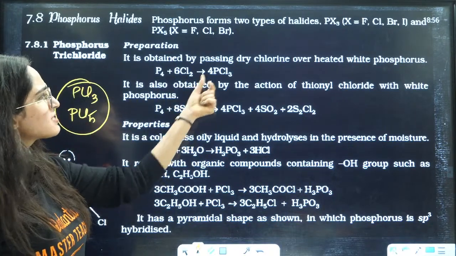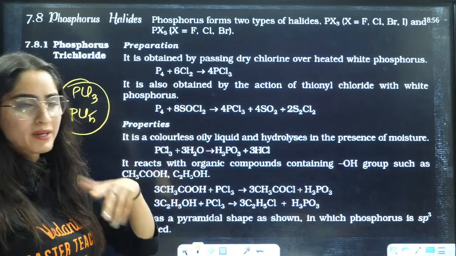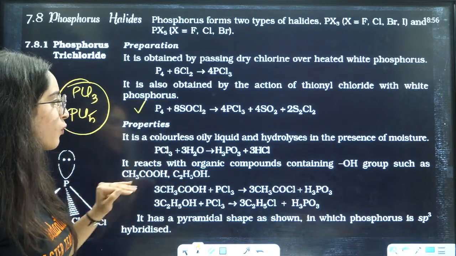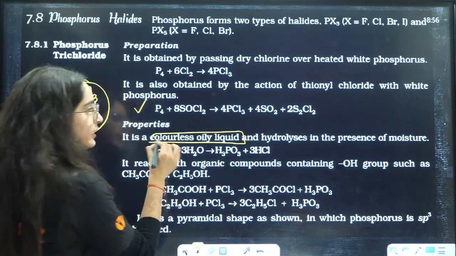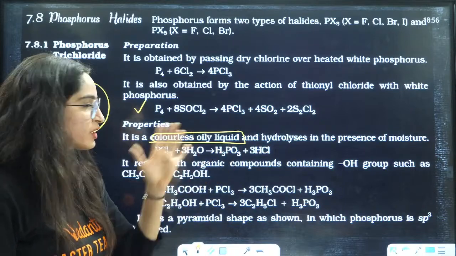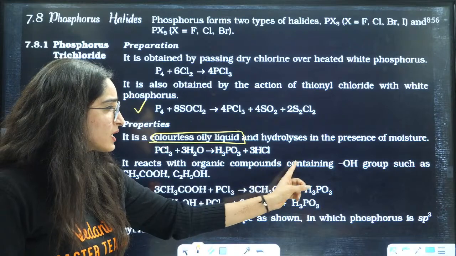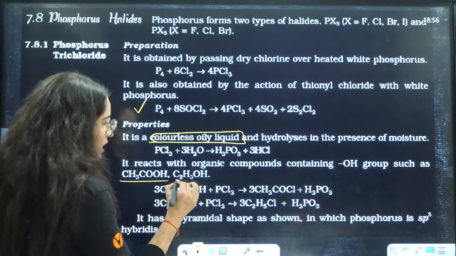Now PCl3 is obtained by Cl2. If you give it more, PCl3 is also formed by this reaction, right? Now what are the properties of PCl3? It is a colorless oily liquid. It hydrolyzes in the presence of moisture. When you have moisture, it will get hydrolyzed to give you an acid. It reacts with organic compounds containing OH groups such as CH3COOH, C2H5OH.